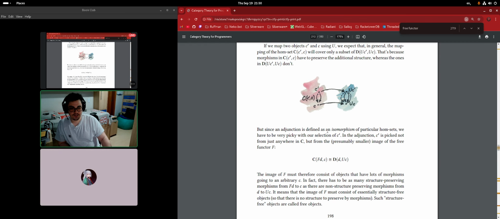But since an adjunction is defined as an isomorphism of particular hom-sets, we have to be very picky with our selection of C prime. In the adjunction, C prime is picked not from just anywhere in C, but from the presumably smaller image of the free functor F. We saw that this is a top-down interpretation. The image of F must therefore consist of objects that have lots of morphisms going to an arbitrary C.